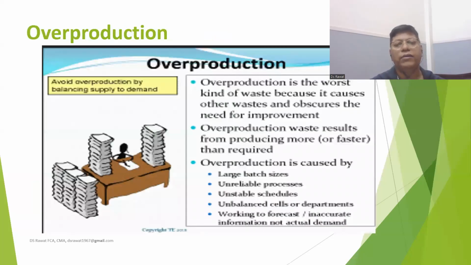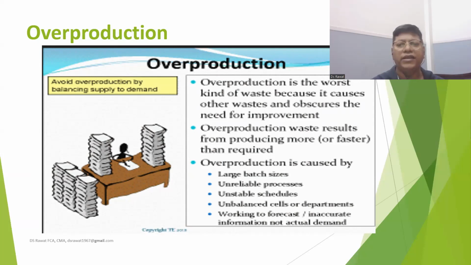Now we come to the overproduction. What is the overproduction? In the image, you are seeing that there is a lot of production heaped on the table, etc. Everywhere it is there. This is the overproduction. Why does this overproduction happen in the company?